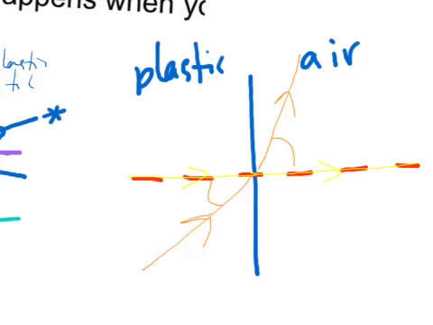So the other way we could do it is going further out here, and there's going to be a point that we get to where, when it refracts away from the normal, it's going to run along the surface.